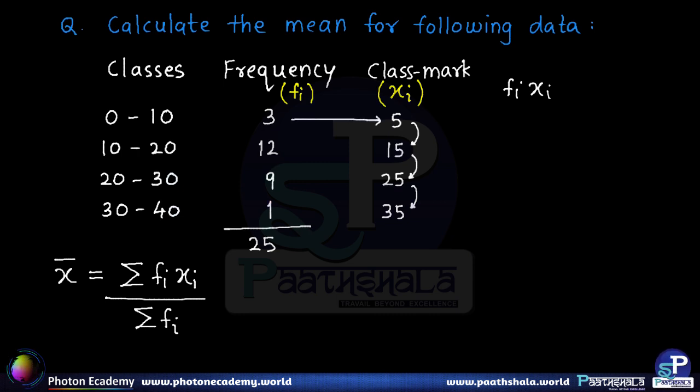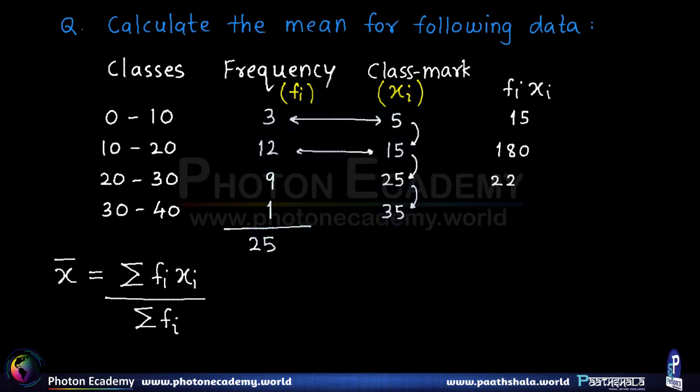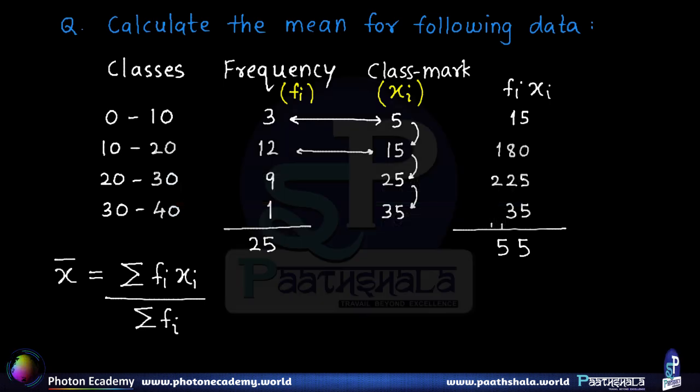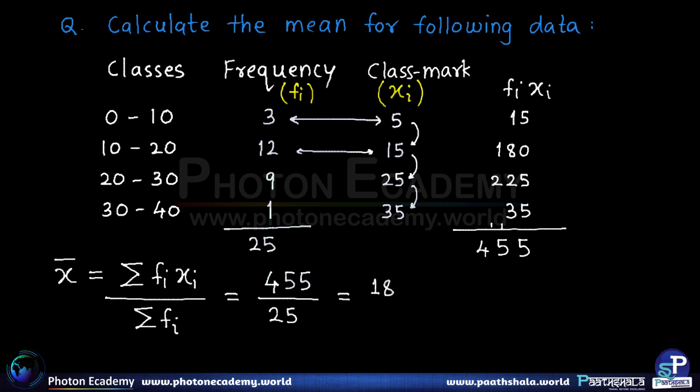Now we have to multiply. 3 into 5 is 15. Then 15 into 12 is 180. Then 225 and 35. So let us add these up. Alright, so that turns out to be 455, and hence the mean is 455 divided by 25. So we get the mean as 18.2.